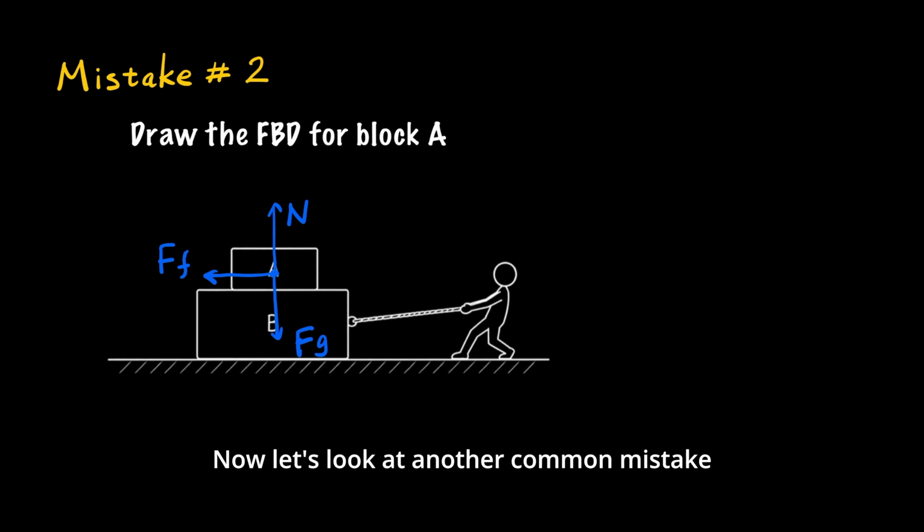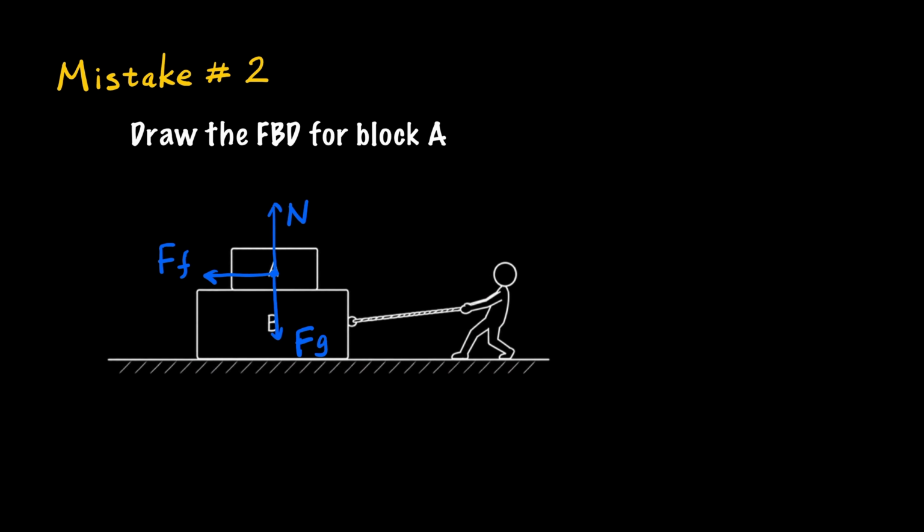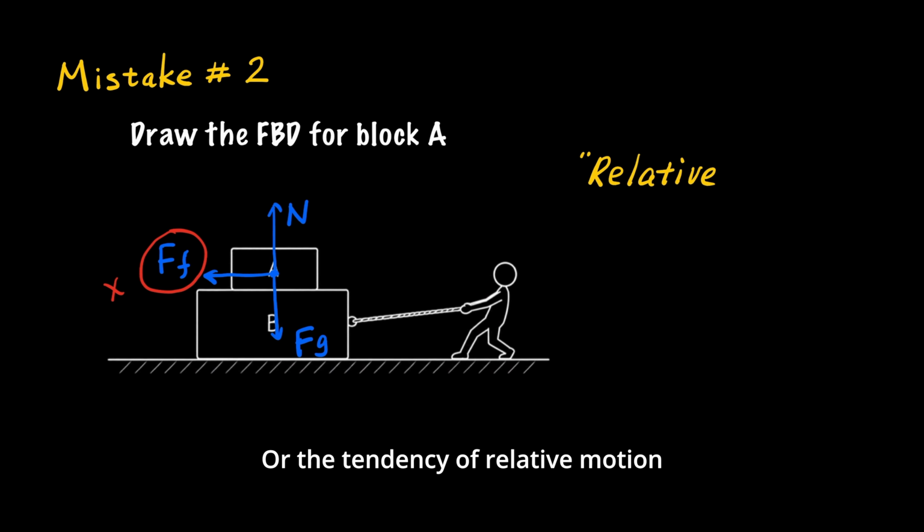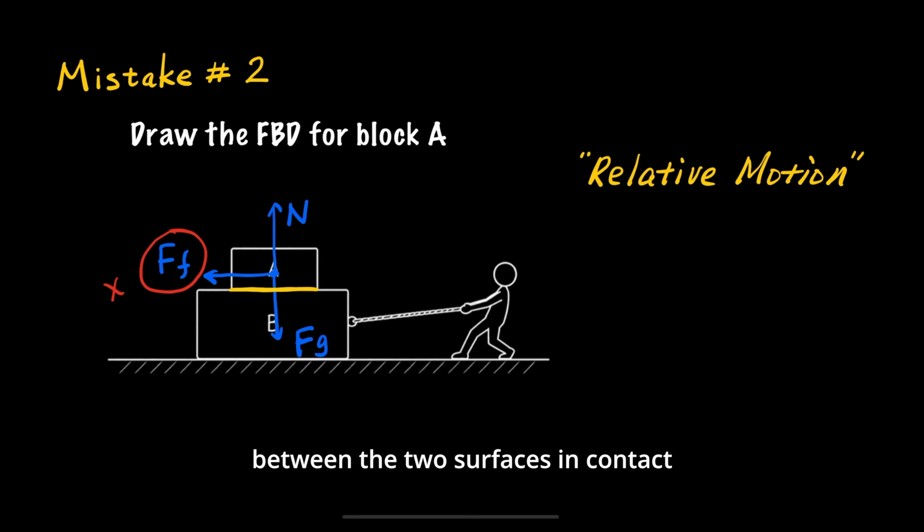Now let's look at another common mistake. This one is a little trickier because there are 2 objects. Can you spot the mistake this time? It's the friction force. The direction is wrong. A lot of students think friction always points opposite to the direction of motion. But that's not the rule. Friction opposes relative motion, or the tendency of relative motion between the 2 surfaces in contact.